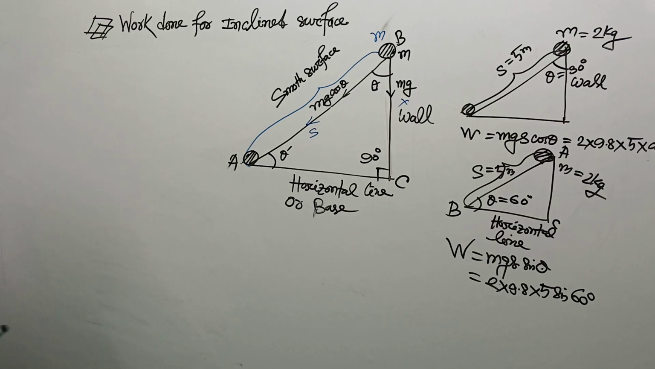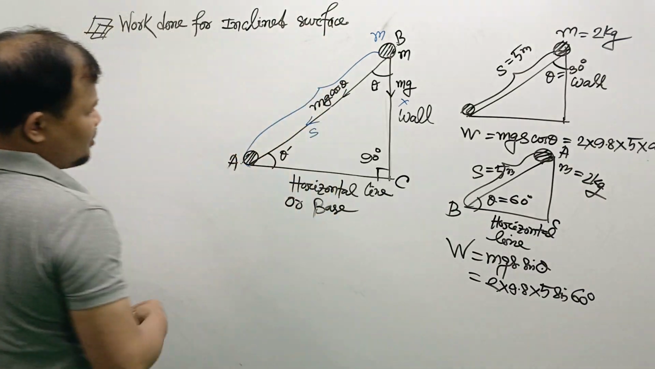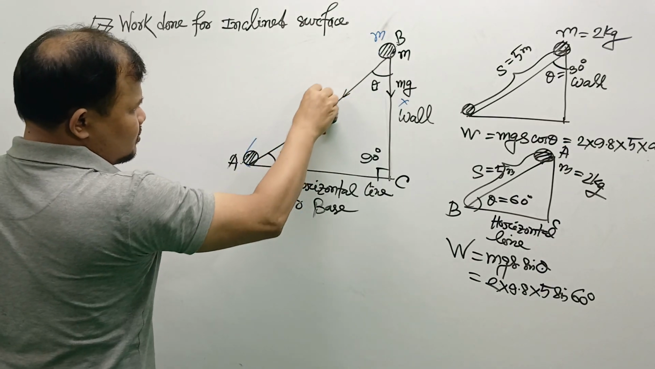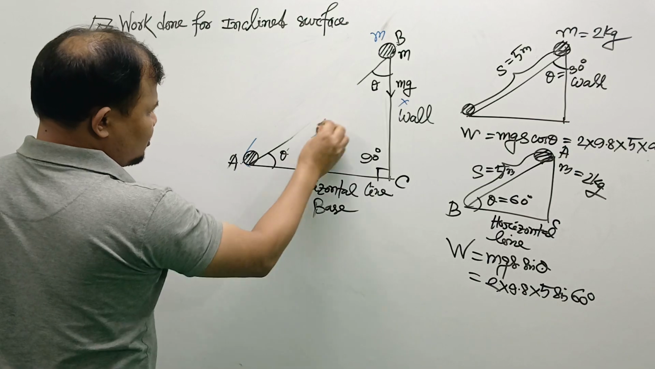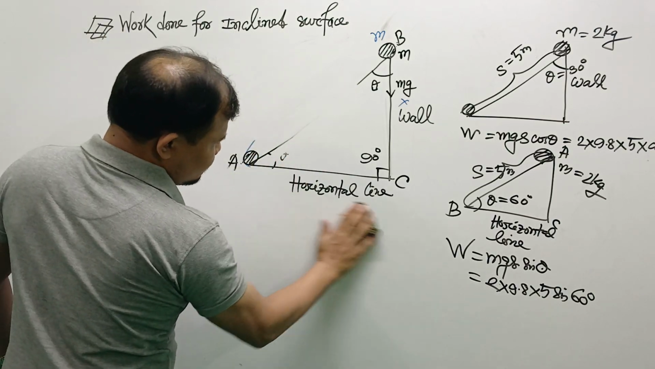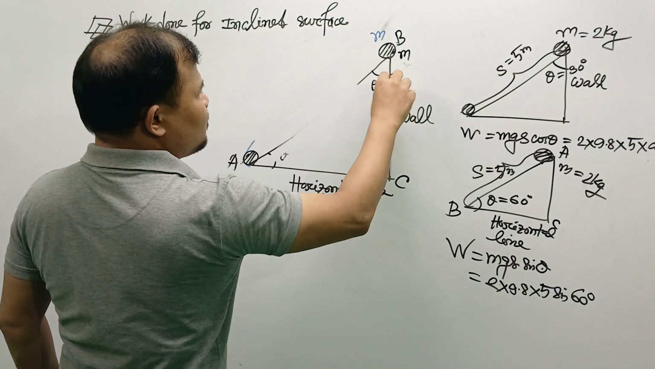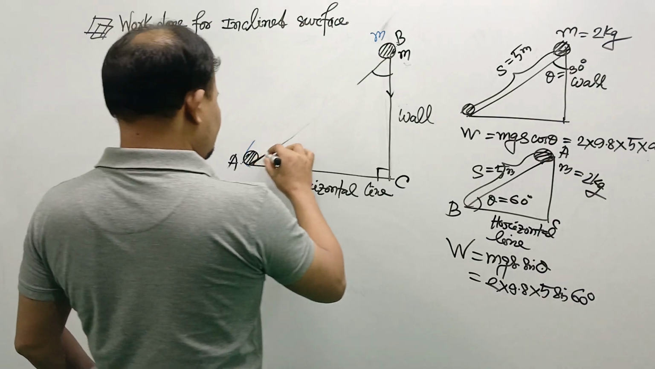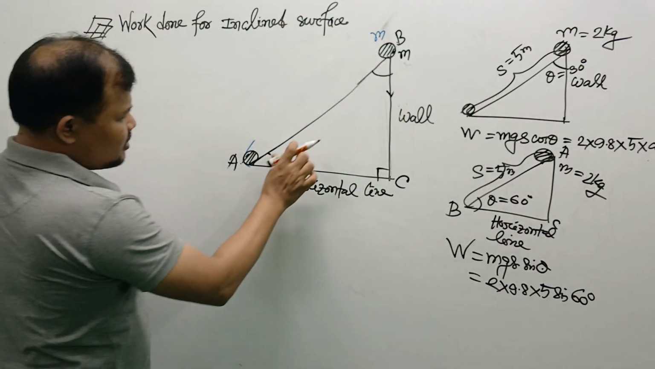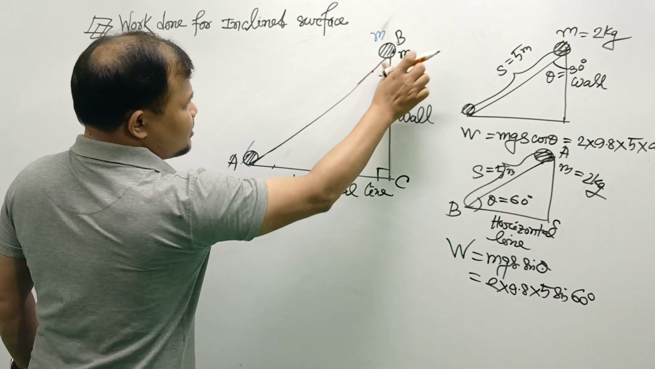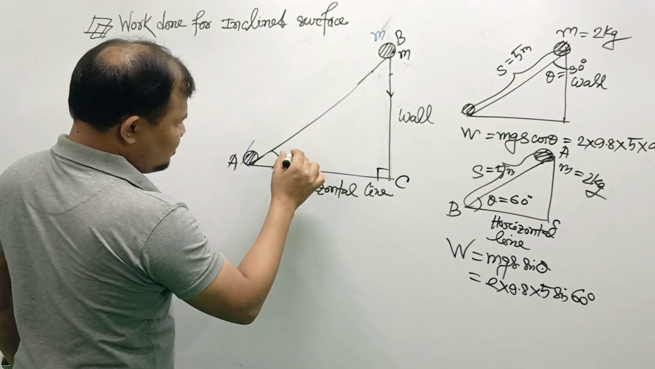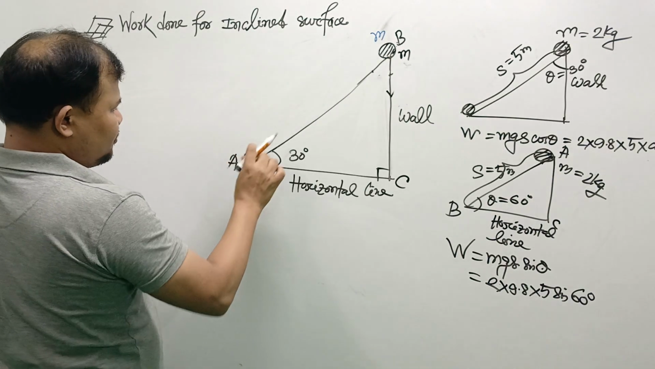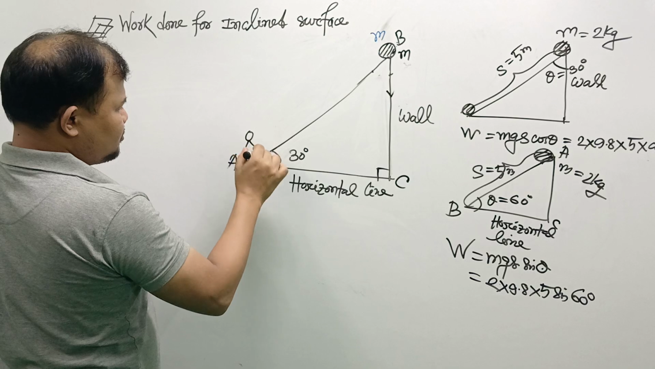Okay, my dear students, suppose this is the smooth surface, and this is the wall. Suppose this is the inclined surface. Suppose I give you this angle: this inclined surface makes an angle of 30 degrees with the horizontal. Now suppose there is a person here.